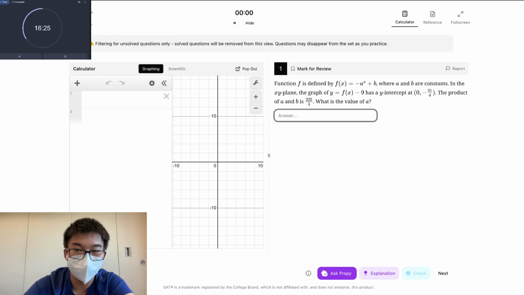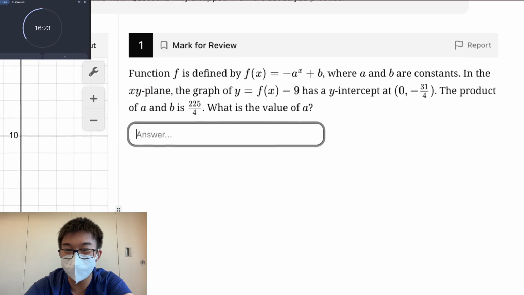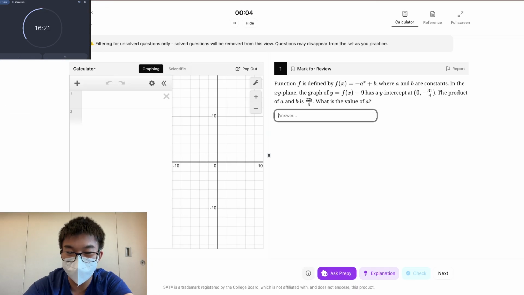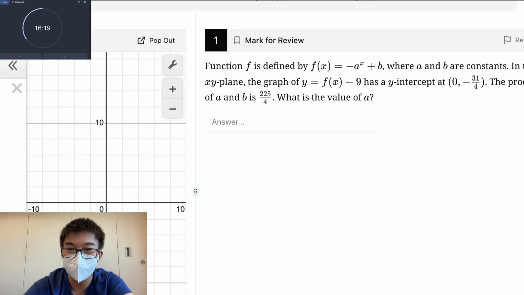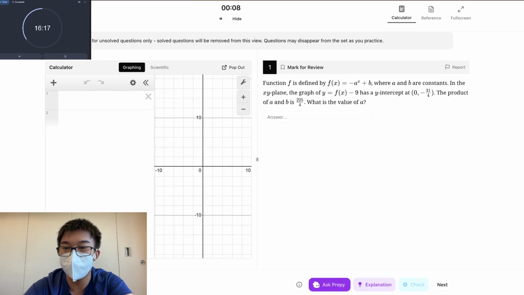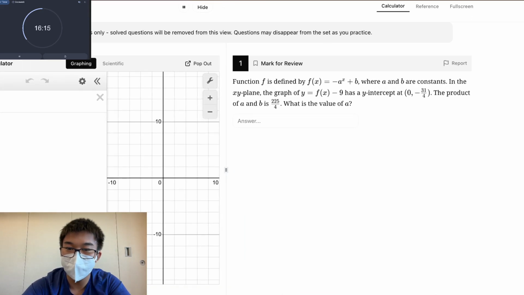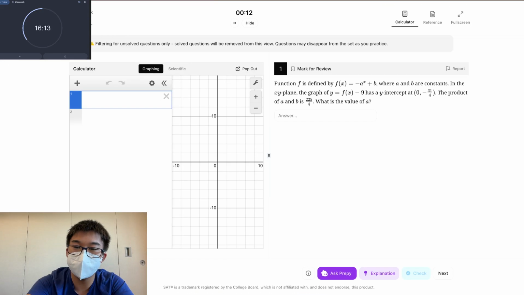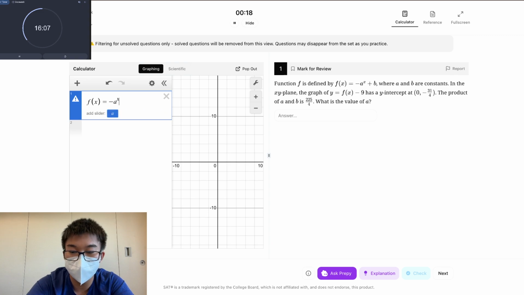Let's go next. Okay, so these are the type of stuff that would really screw you up. This is like a 7 probably. Yeah, this is like a 7. So this one I will use regression, and I'll make a video on how to use regression. But okay, let's see. Function f(x) is defined as negative a to the x plus b.